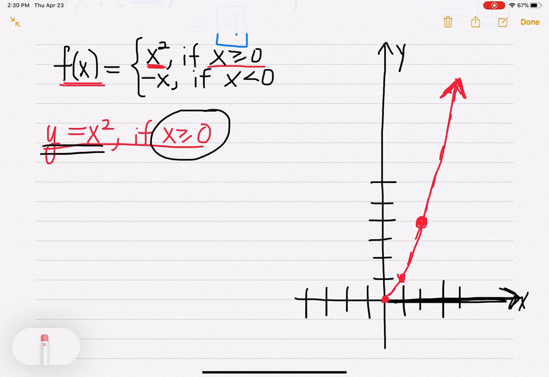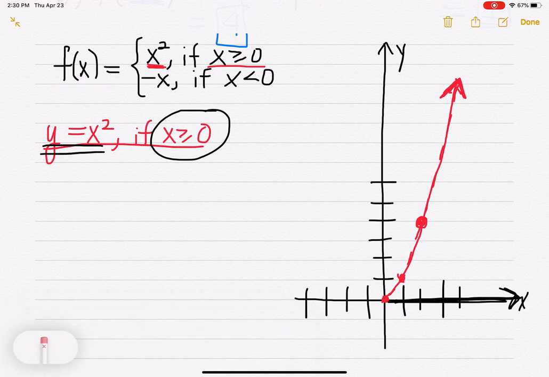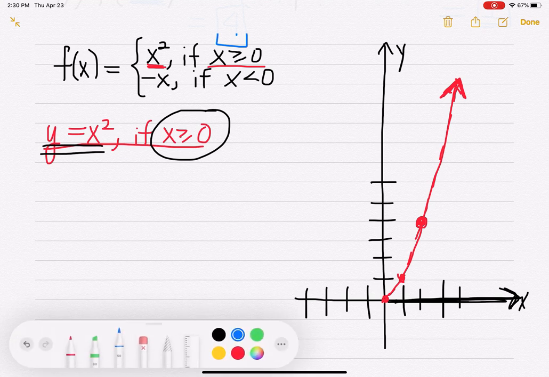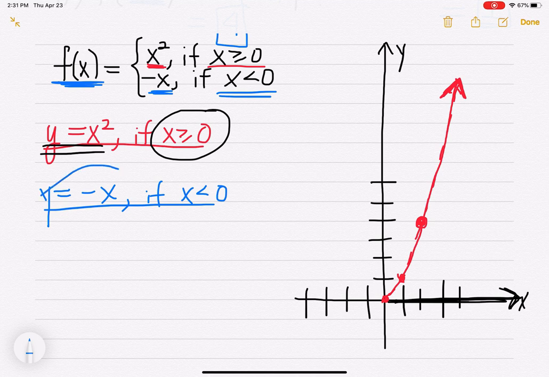Now, we've got to do the second part of the function, right? We got one piece, we got a second piece. So the next one, we're going to call this f of x, which is the same thing here as y. So that's y equals negative x, and that's if x is less than 0. So my question is, what is y equals negative x?